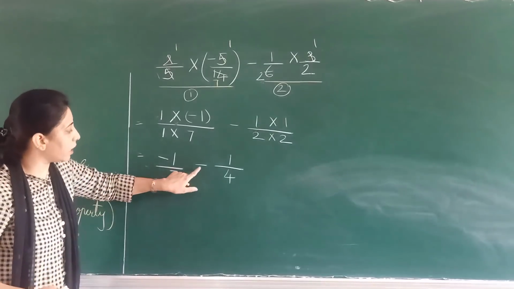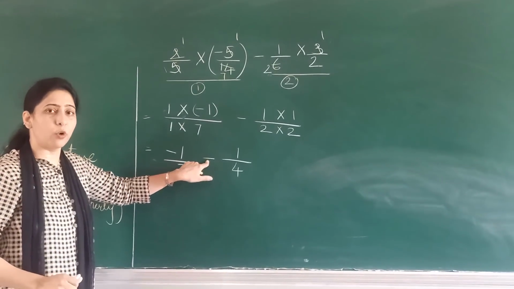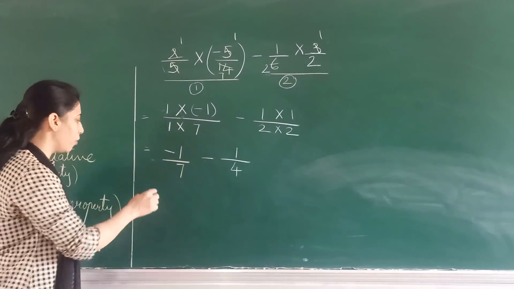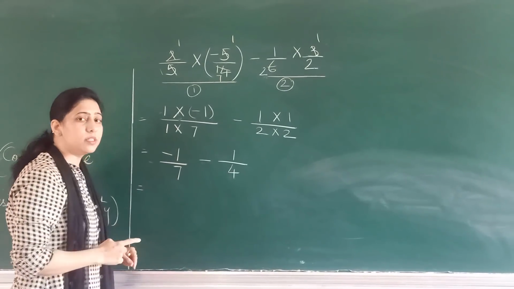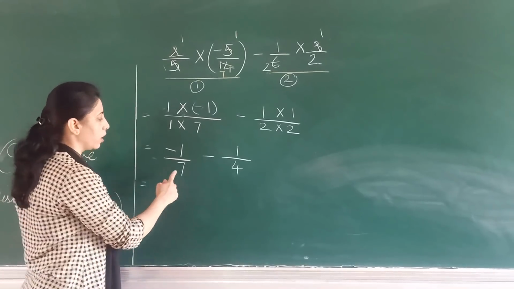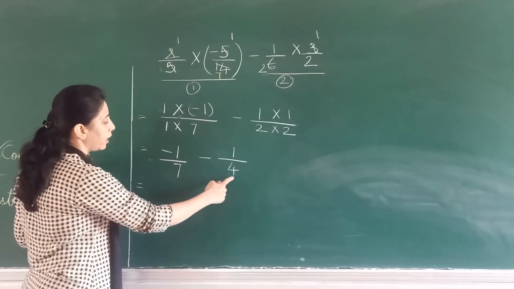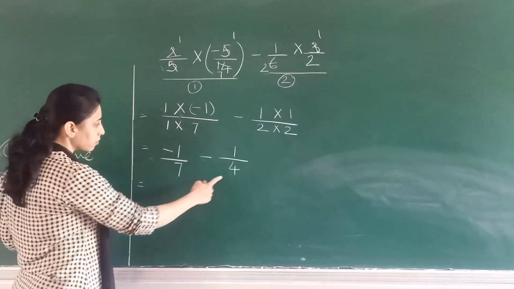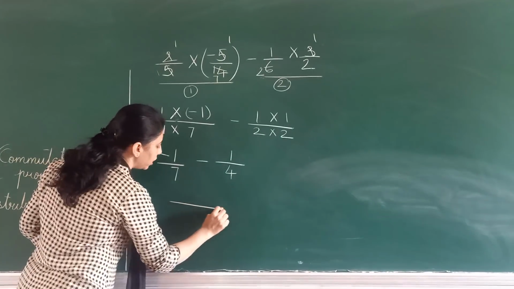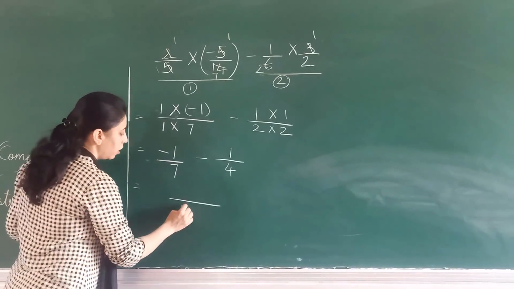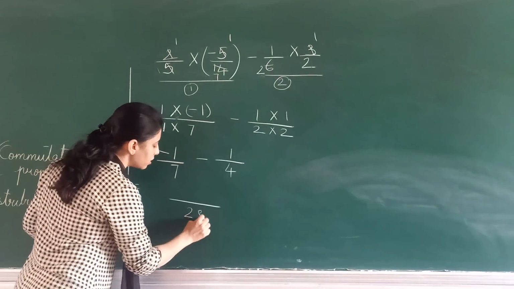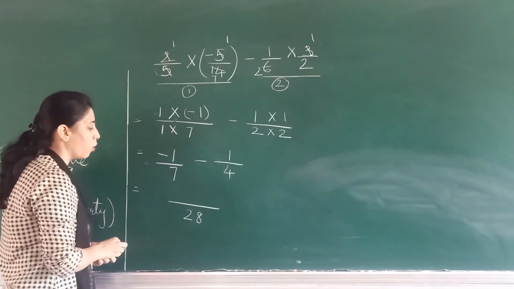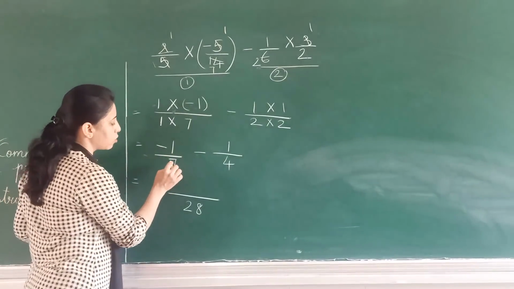Now your main sign is the minus sign, which means you are going to do subtraction over here. So how are you going to do subtraction? Again the denominators are not the same, they are not equal. So again you are going to find the LCM for 7 and 4. What will be the LCM for 7 and 4? You can find it by the prime factorization method. 7 fours are 28. Now you have to find the numerators also.